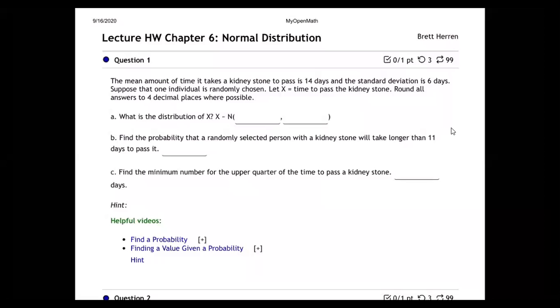Here we go. So my first question is before you, and it says that the mean amount of time it takes a kidney stone... well, here, let me refresh my screen. There we go. The mean amount of time it takes a kidney stone to pass is 14 days.